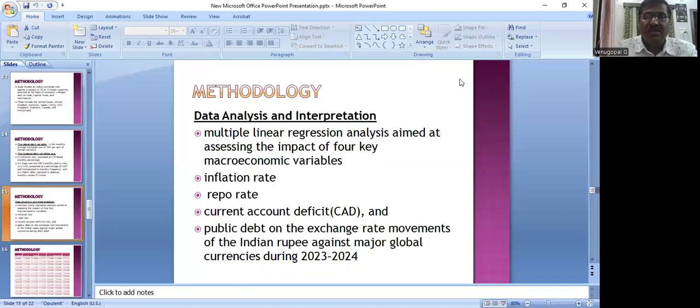For data analysis, multiple linear regression analysis is done, aimed at assessing the impact of four key macroeconomic variables: first inflation rate, second repo rate, third current account deficit, and fourth public debt, on exchange rate movements of the Indian rupee against major global currencies during the year 2023-24.